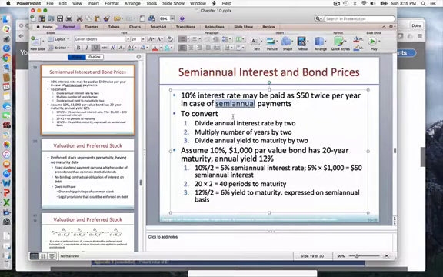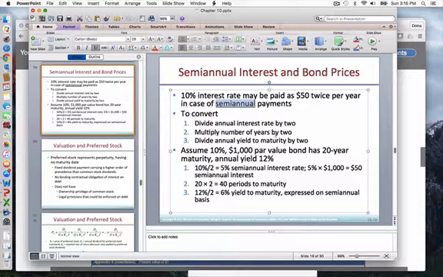To convert, before we can use any appendixes, we have to do this conversion. Otherwise, the calculations are not going to be correct. Divide annual interest rate by 2. We did that, 50 twice a year. Multiply number of years by 2.